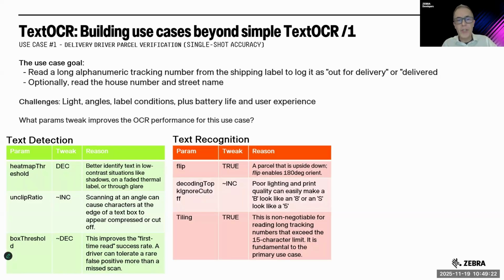And about the text recognition, it's probably good to enable the flip feature, because sometimes parcels are rotated in a way that you want to frame and get the result anyway.